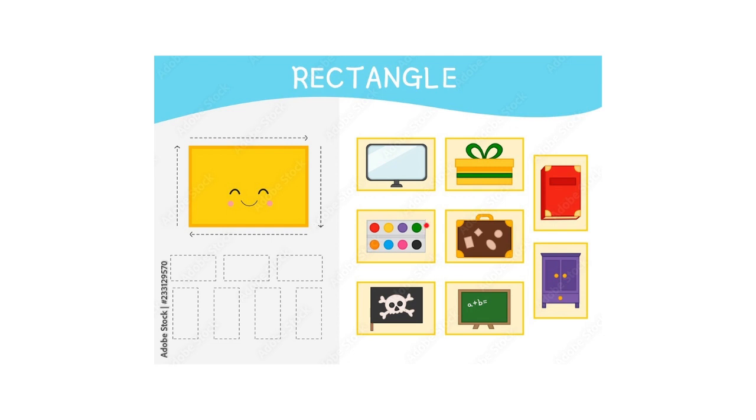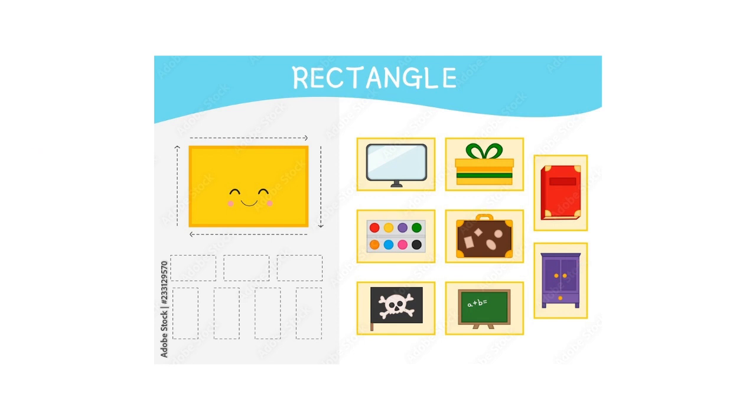Let's take a look at the colors here. The shape of the color is rectangle. Take a look at the suitcase. The shape of the suitcase is rectangle. This is a flag and it has a rectangle shape. Even the board that we have inside the classroom, it has a rectangle shape. And this is a cupboard. The cupboard is a rectangle.